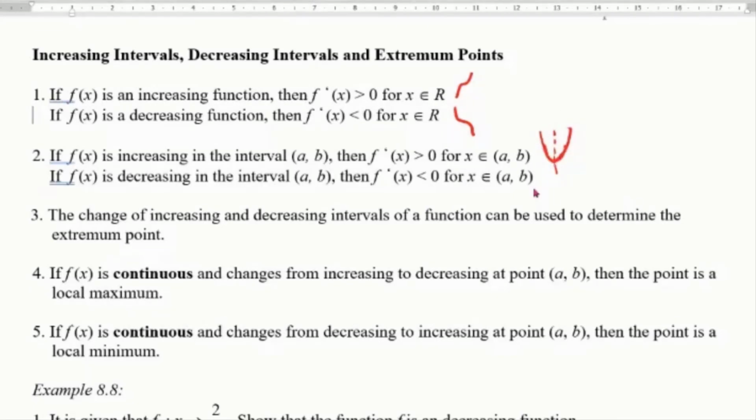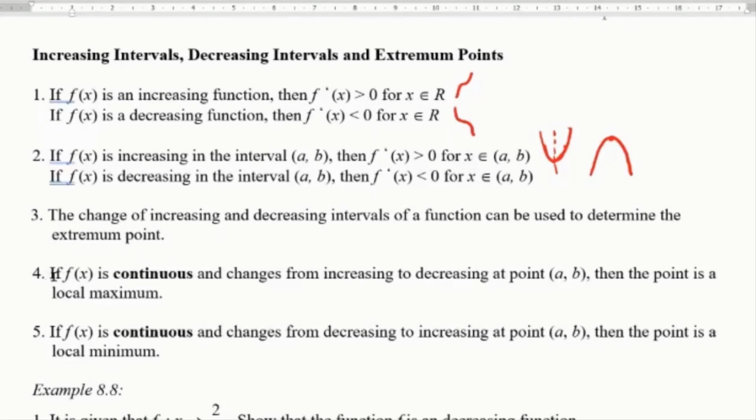Another example is an N shape. Initially it is increasing. Then at this point your graph goes down, changing to decreasing. So from the change of increasing or decreasing, you can identify the extremum point. In this case, this one is the maximum point, and this one is the minimum point. This is the meaning. So we make use of increasing and decreasing to determine whether the point is a maximum point or minimum point.